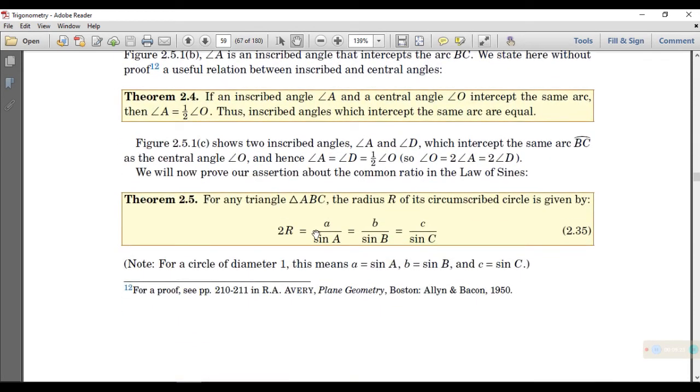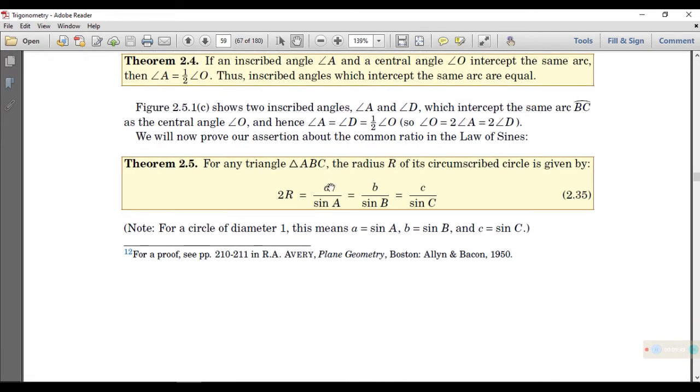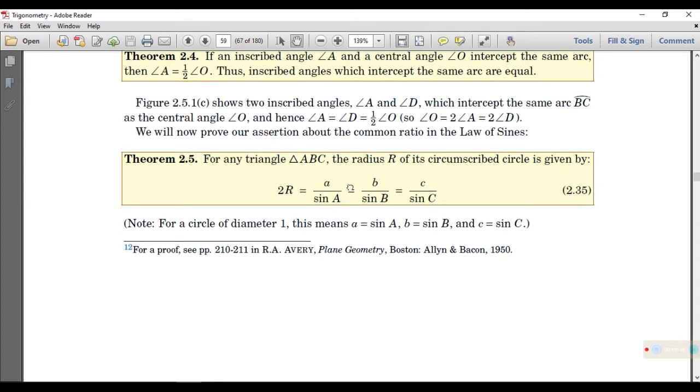Now, let's go to Theorem 2.5. So, si Theorem 2.5, ang sabi niya, for any triangle ABC, the radius R of its circumscribed circle is given by 2R, which is equal to A over sine A, which is equal to B over sine B, which is equal to C over sine C.